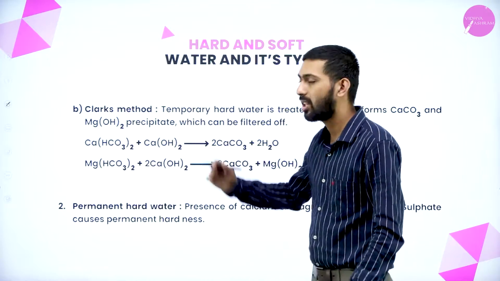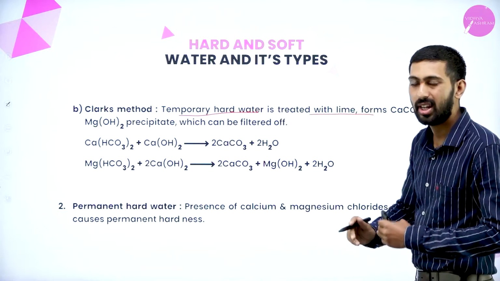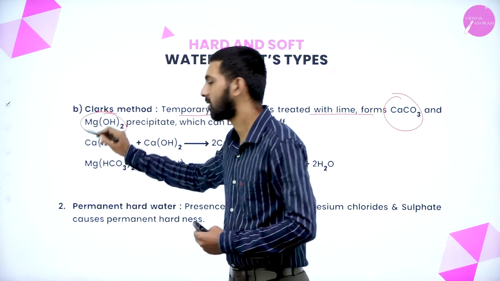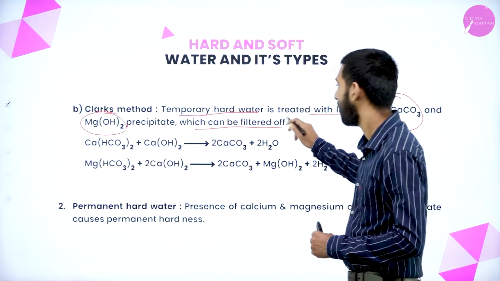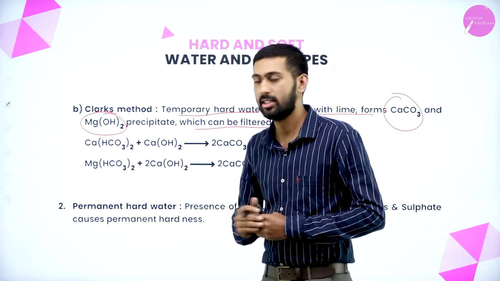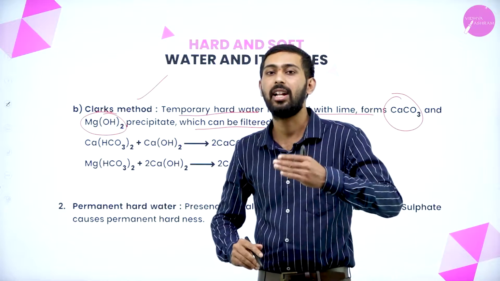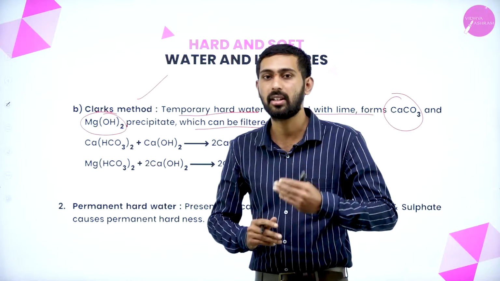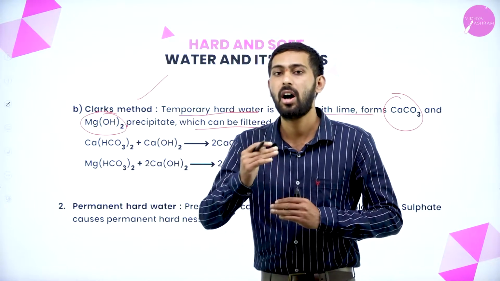Second is Clark's method. Here temporary hard water is treated with lime. It forms calcium carbonate and magnesium hydroxide as a precipitate. When you get a precipitate, what we have to do? We have to filter it. Then you will get soft water. That is by Clark's method. You are treating temporary hardness water, which contains calcium and magnesium, with which one? Lime. When you treat it with lime, you will get soft water. This is one method for removing the hardness of water.